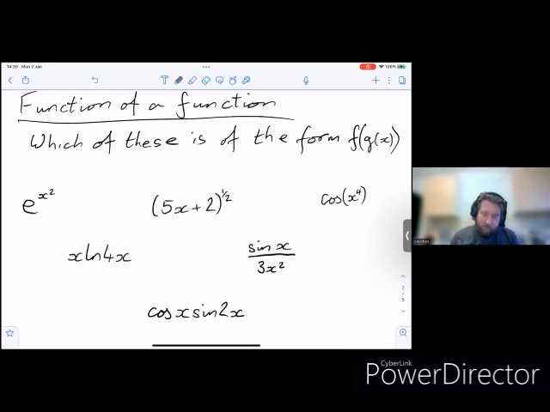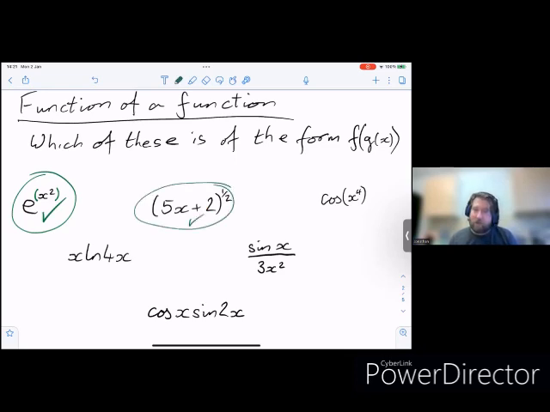If we look at these, e to the x squared, if we add brackets here, it's easier to see. This is two functions, y equals e to the x, and y equals x squared, and we're doing e to the x squared. So that is a function of the form that we're looking at today, a function of a function. What about this one, 5x plus 2 to the half? One of the functions is 5x plus 2. The other function is x to the half. So this one is a function of a function.